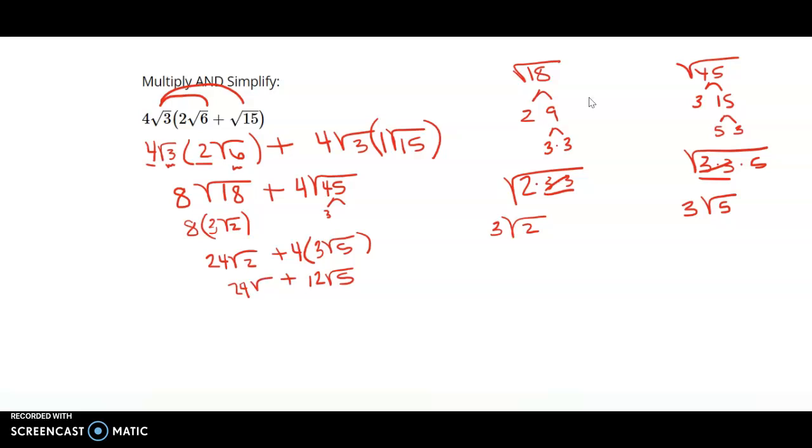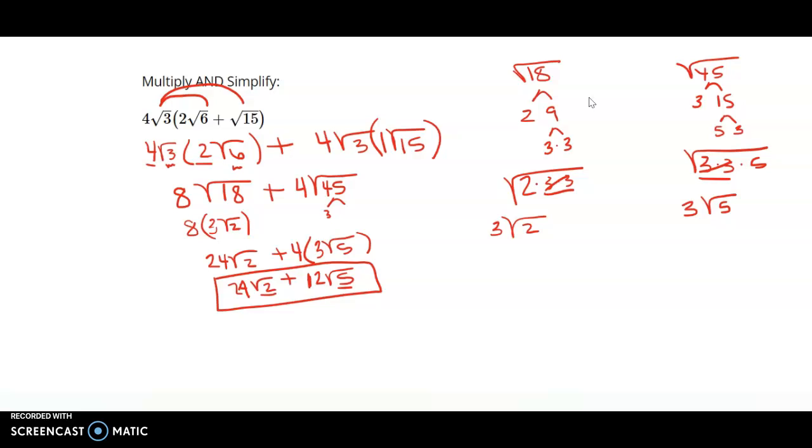And we still have the 24 square root of 2. Now, can we combine these terms together, 24 square root of 2 and 12 square root of 5? Well, no, we can't, because the number under the square root has to be the same in order to combine like terms when you're adding and subtracting, and so this will be our final answer.